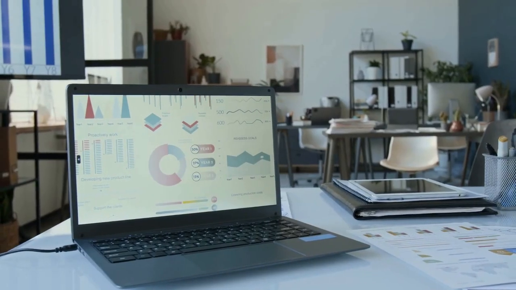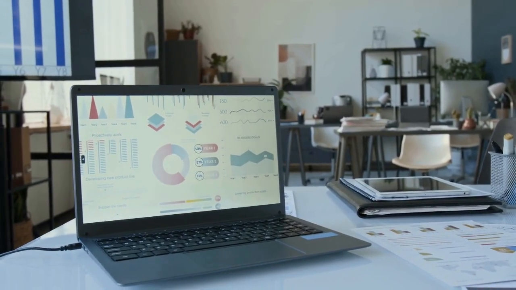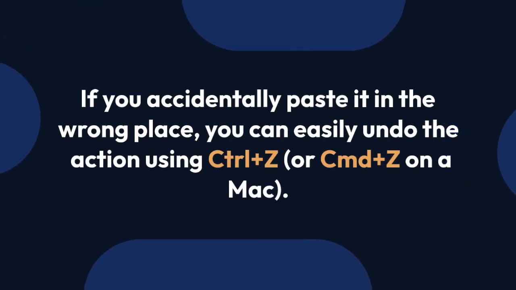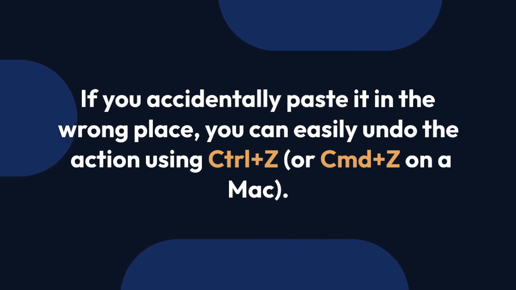This will shift the existing columns to the right and insert your cut column into the desired location. Remember that if you accidentally pasted in the wrong place, you can easily undo the action using Ctrl+Z, or CMD+Z on a Mac.